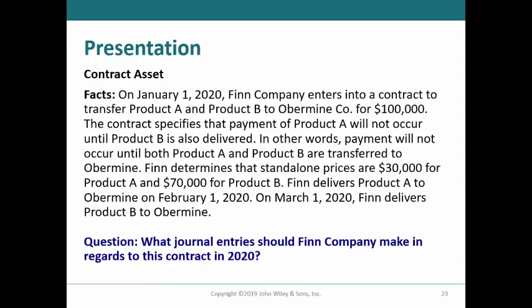On January 1st, 2020, Finn Company enters into a contract to transfer two products, A and B, to Obermein Company for $100,000. The contract specifies that payment for product A will not occur until product B is also delivered. Finn determines the standalone price for product A is $30,000 and B is $70,000. Finn delivers product A on February 1st, 2020 and product B on March 1st, 2020.